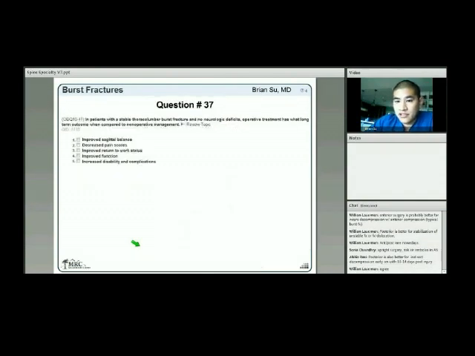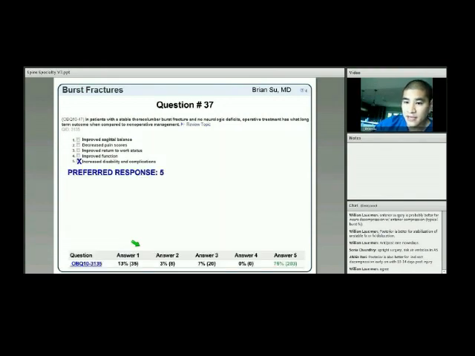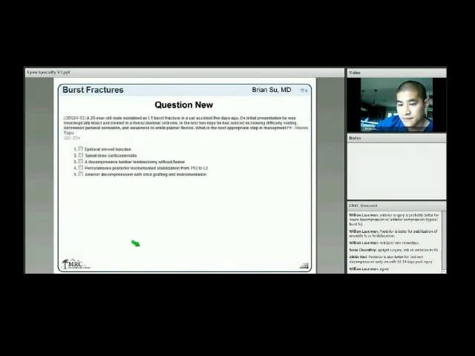Next question, in patients with a stable thoracolumbar burst fracture, no neurological deficits, operative treatment has what long-term outcome? So they're telling you that it's stable, they're telling you there's no neurological deficits, and once again, like I said, there can be increased disability and complications with operative treatment. This is a question that I included because I like the question because it talks about surgical management of a burst fracture. I don't think it was on your exams.